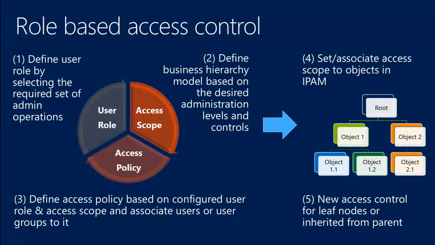Once you have done that, you go and define what we call access policies, and this is where you go and create a list of administrators, or you go and create a list of administrator groups, and then associate them with the user role and the access scope.